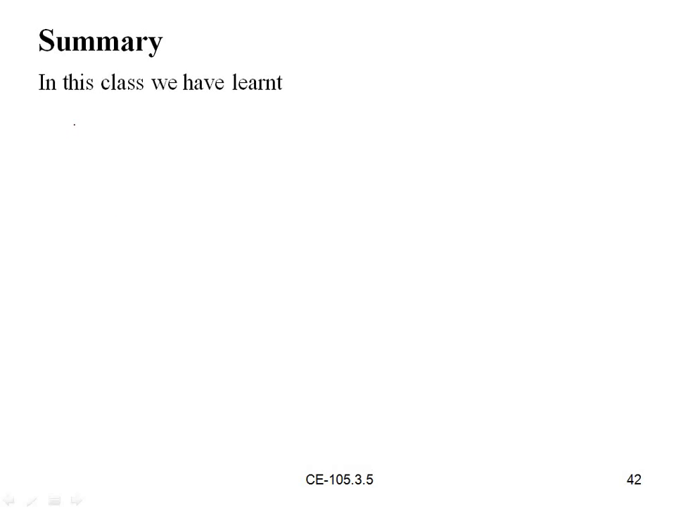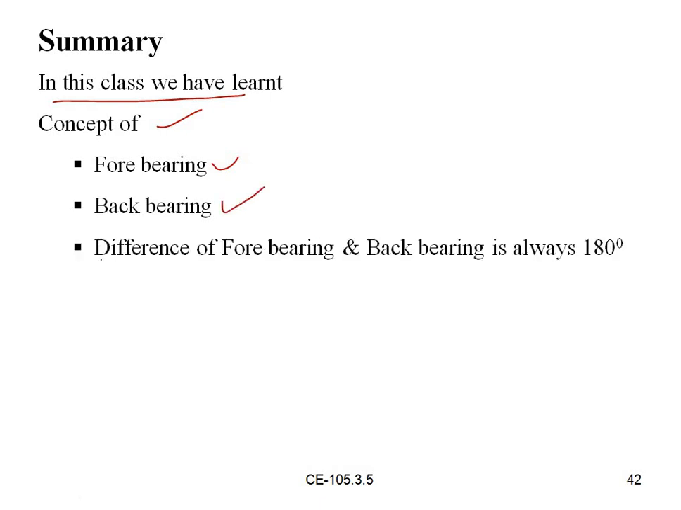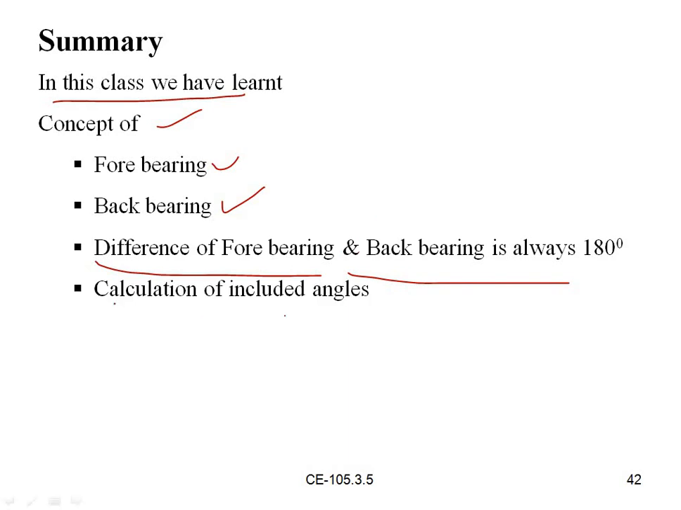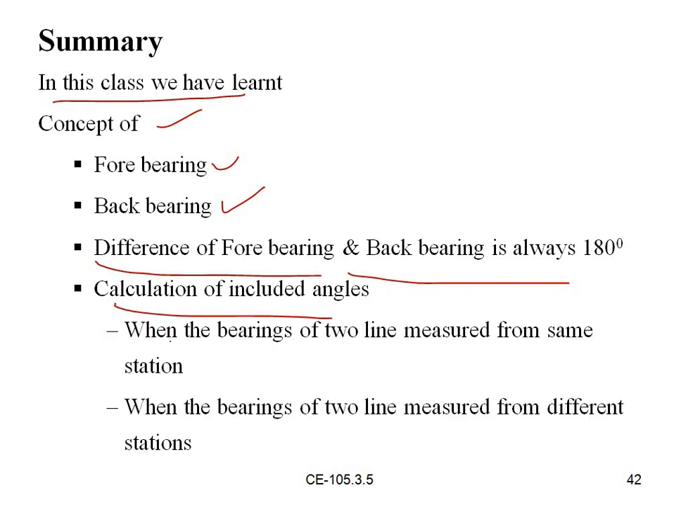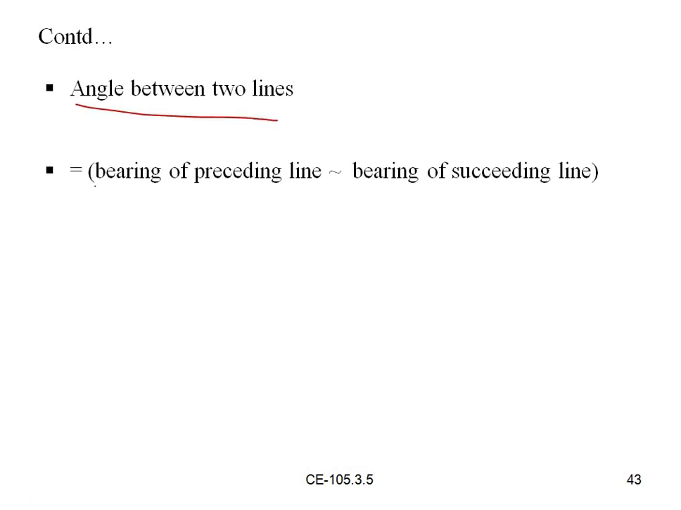So for summary, in this class we have learned today the concept of fore bearing and back bearing. Difference of fore bearing and back bearing is always 180 degrees. Calculation of included angles, when the bearings of two lines are measured from the same station and when the bearings of two lines are measured from different stations. So these are the topics we have discussed today. So angle between two lines is bearing of preceding line minus bearing of succeeding line.